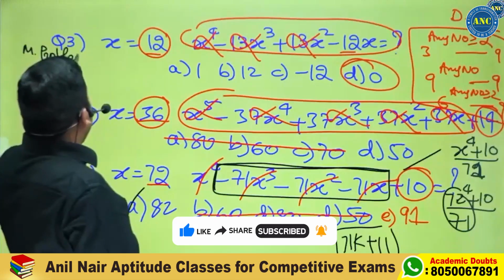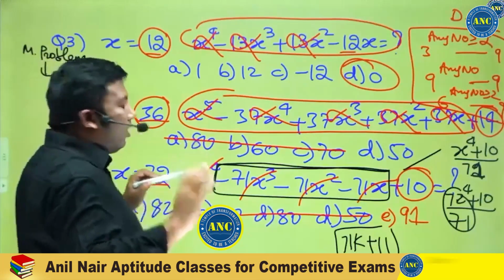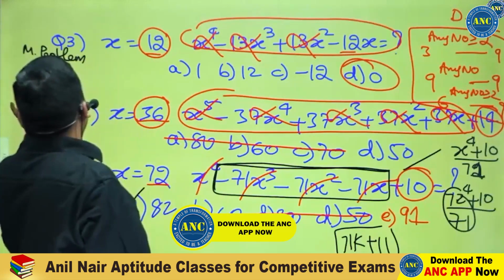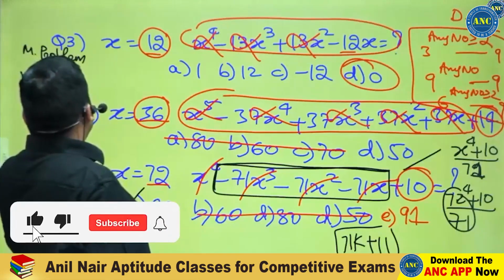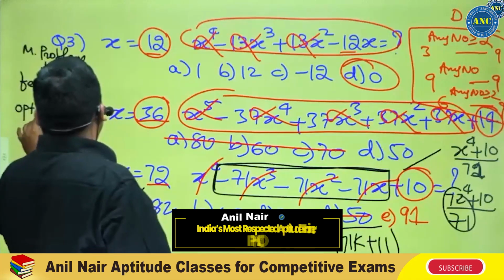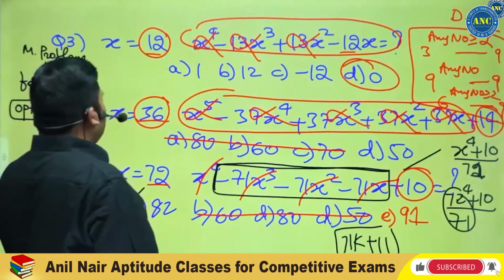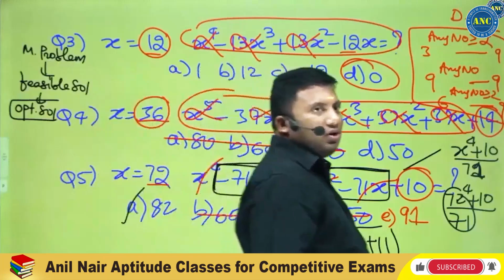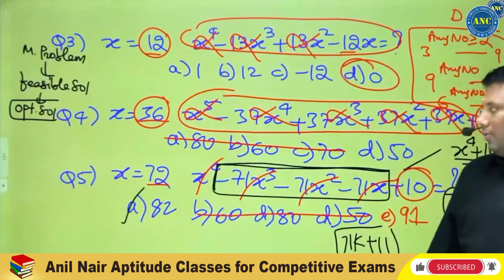Any mathematical problem can be solved in multiple ways. They are all called a feasible solution. But there will be one solution which will reduce the number of steps and the time. That is called an optimal solution.